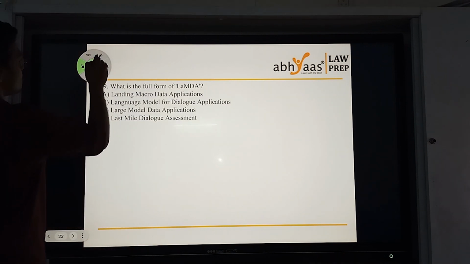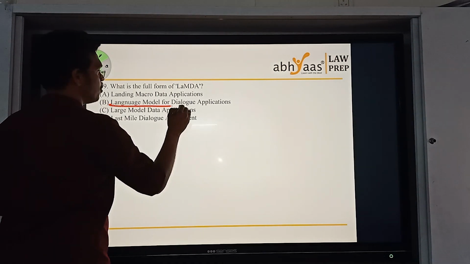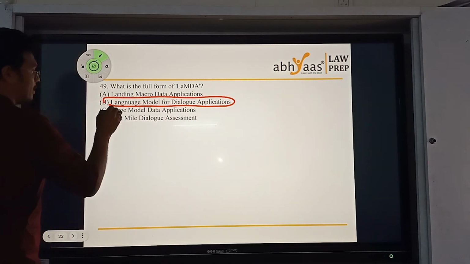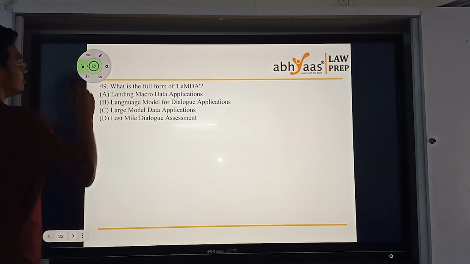What is the full form of LaMDA? As I said, it's about a computer language model for dialogue application. Language Model for Dialogue Application.